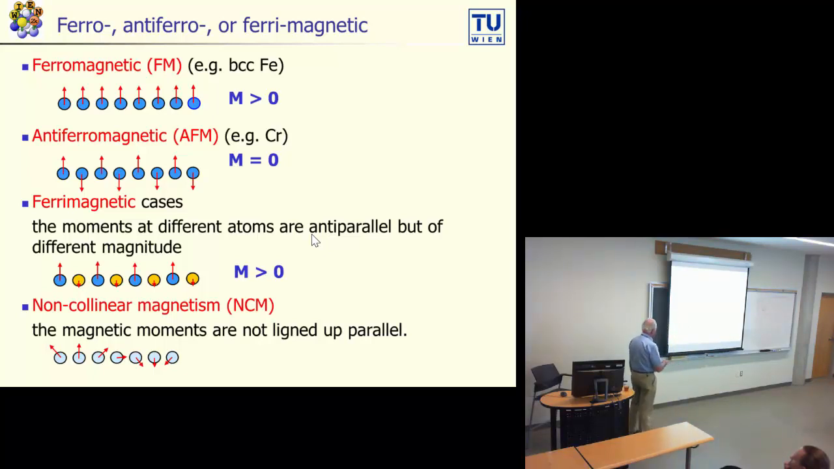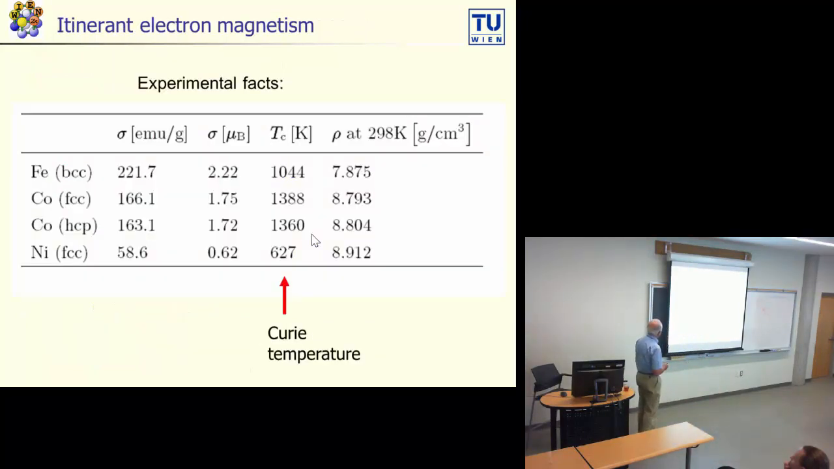There is a more complicated system, which is non-collinear magnetism. I'll show you one example, and it will be discussed later on. But here I restrict myself to the collinear cases. Collinear means it's parallel or anti-parallel, no angle between the magnetic moments. So non-collinear means that the magnetic moments at different atomic sites vary with angle. Then it's non-collinear. So this is the basic nomenclature, what we have.